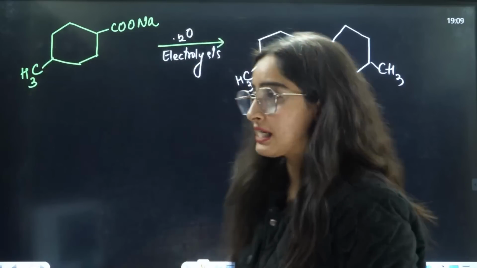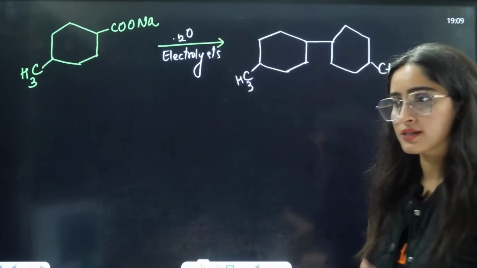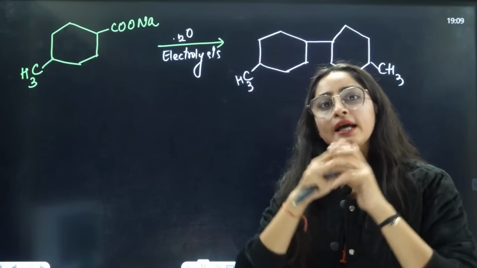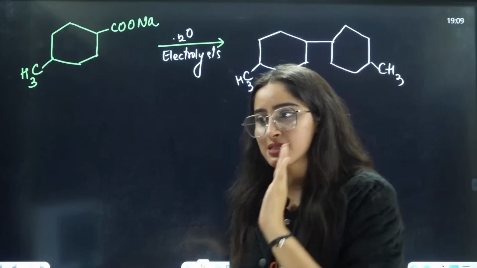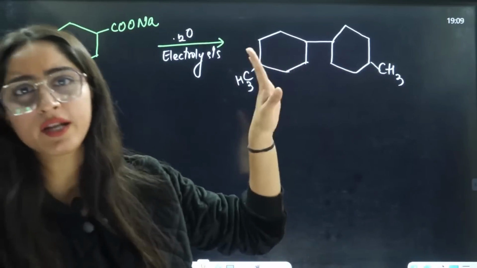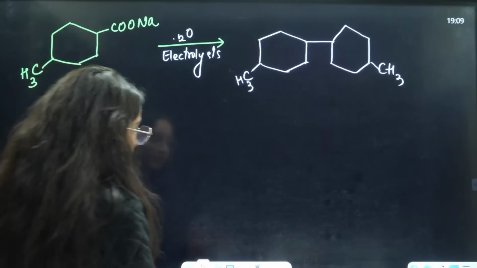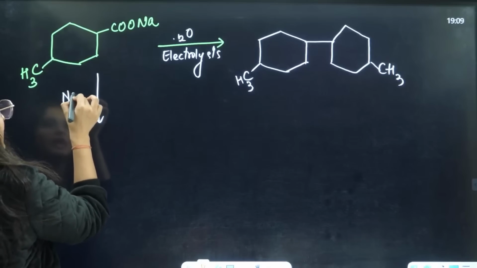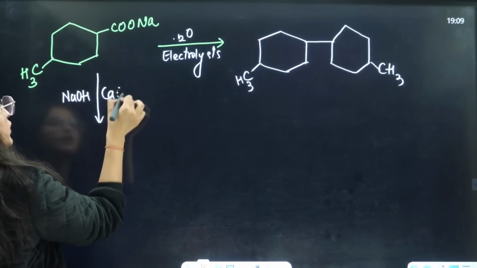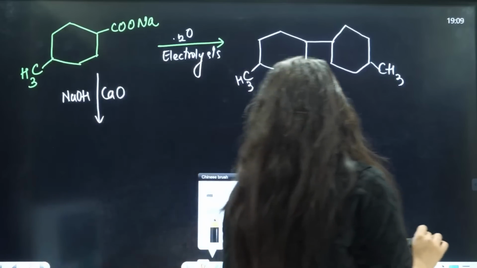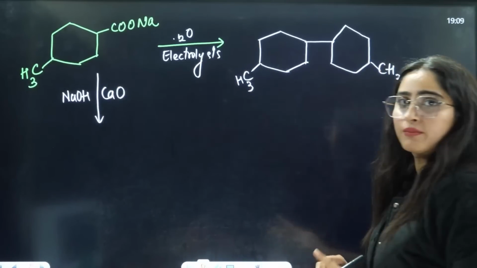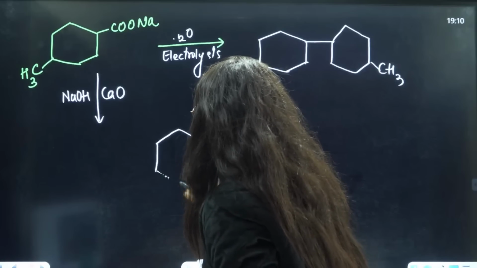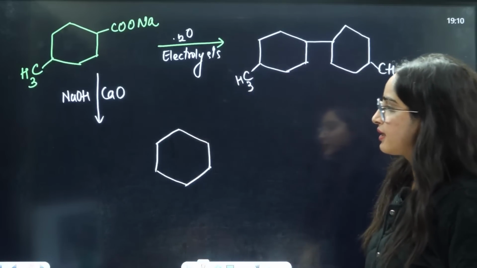Got it? Firstly, in Kolbe's electrolysis, you will make the free radical. Then two molecules will join together. Then you will get the answer. It is the same as the Wurtz reaction. Now with the same reactant, if they have given you NaOH, CaO, can you tell me what will be the answer? The same reactant is given, but the answer will be different here. This is soda-lime decarboxylation.